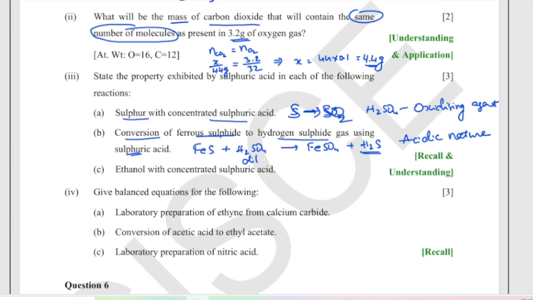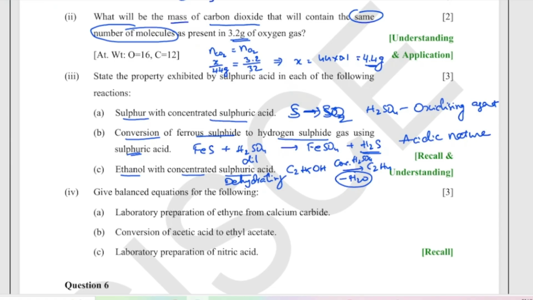Next, ethanol with concentrated sulfuric acid. When ethanol reacts with concentrated sulfuric acid, ethanol loses a water molecule, that is, C2H5OH gives C2H4 by losing a water molecule when you add concentrated sulfuric acid. So here sulfuric acid is removing the water molecule. Sulfuric acid acts as a dehydrating agent here. The purpose of using sulfuric acid is as a dehydrating agent.